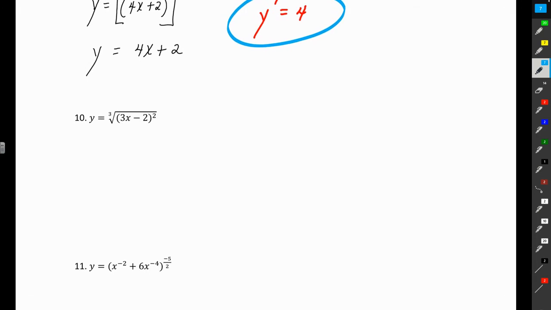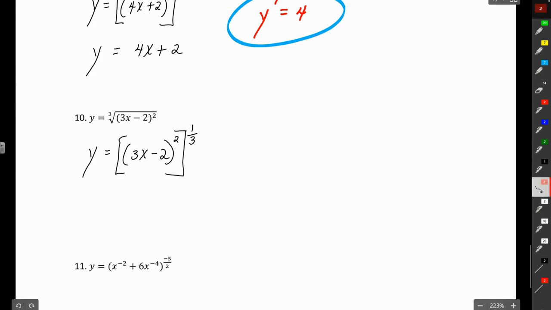All right, moving on to number 10, we're going to rewrite it first. When we have power to a power, we multiply. So we're going to have 2 over 1 times 1 over 3. So I'm going to further simplify that to be y equals 3x minus 2 raised to the 2/3 power. Now I'm ready to take the derivative.